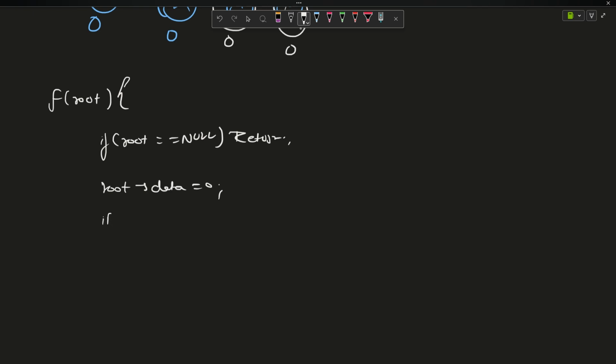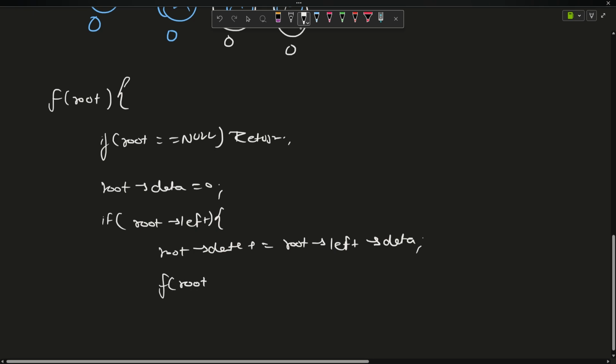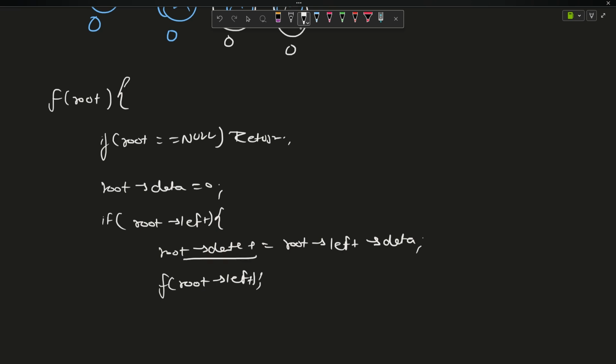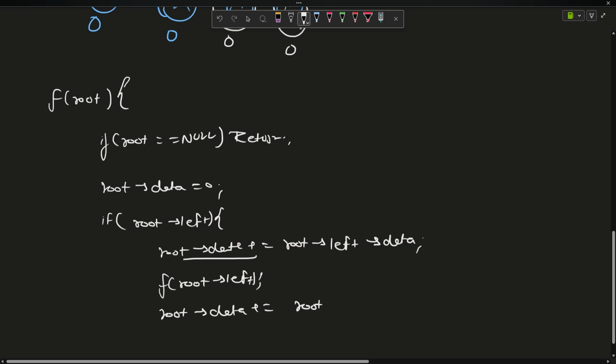Now what will happen? If my root left is not null, then what will happen? You will say root data plus equals root left data, right? Adding the first value which was initially there. Then call the function f of root left, and after it returns, again the same line, that is root data plus equals root left data.